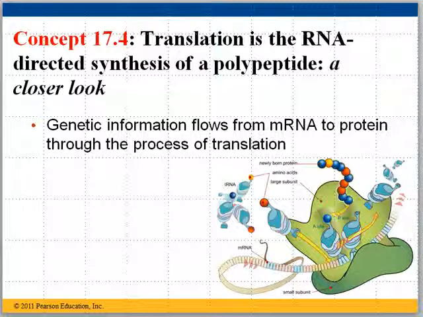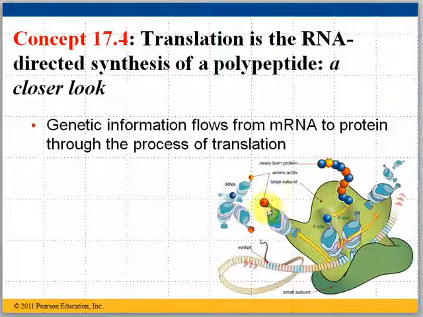That portion is called translation. That's concept 17.4. It says translation is the RNA-directed synthesis of a polypeptide, and we're going to take a closer look. It says genetic information flows from messenger RNA to protein through the process of translation. And this is an illustration of a ribosome, which has two portions, a small subunit and a large subunit. And this candy-colored strip here is the messenger RNA.